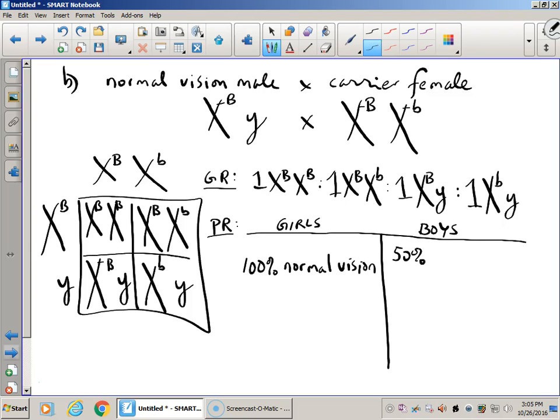who has normal vision. And 50% chance who has color blindness.